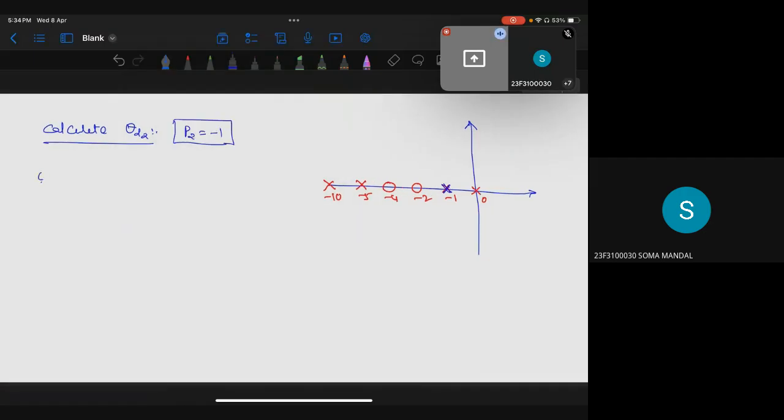So angles from the two zeros minus angles from the remaining three poles: theta Z1 plus theta Z2 minus theta P1 plus theta P3 plus theta P4 minus theta D2 equal to 180. Is this clear? Any doubts?